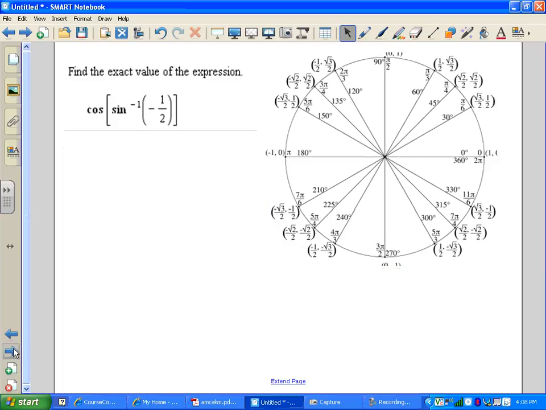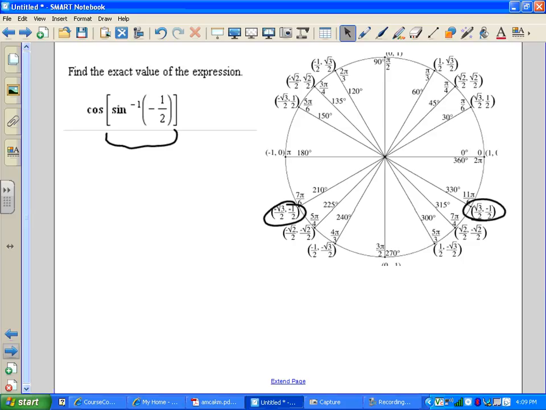Okay, next one's very, very similar here. So again, these are not inverses of each other, so I actually have to evaluate this part right there. So we're looking for where is the sine negative 1/2, and so let's notice down here the sine would be negative 1/2. Let's kind of see where else the sine would be negative 1/2 over here in the third quadrant.